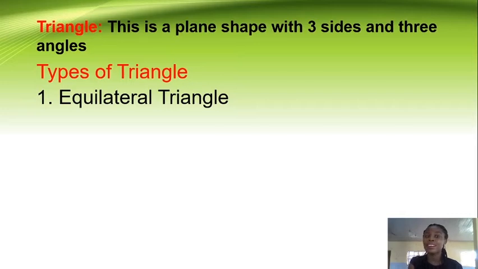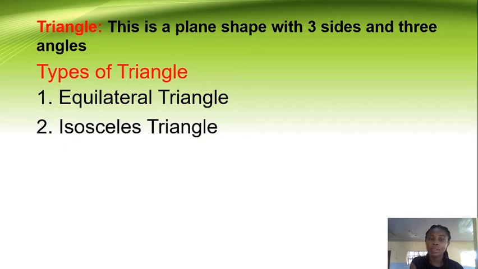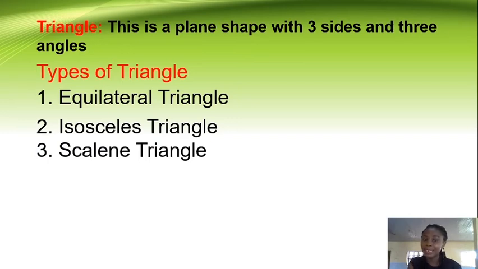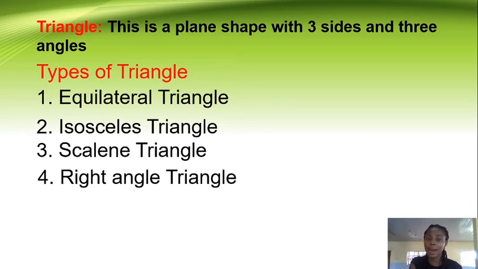The first one is what? Equilateral triangle. 2. Isosceles triangle. Scalene triangle. Right angle triangle. Types of triangle: equilateral triangle, isosceles triangle, scalene triangle, and right angle triangle. Let's explain them each.